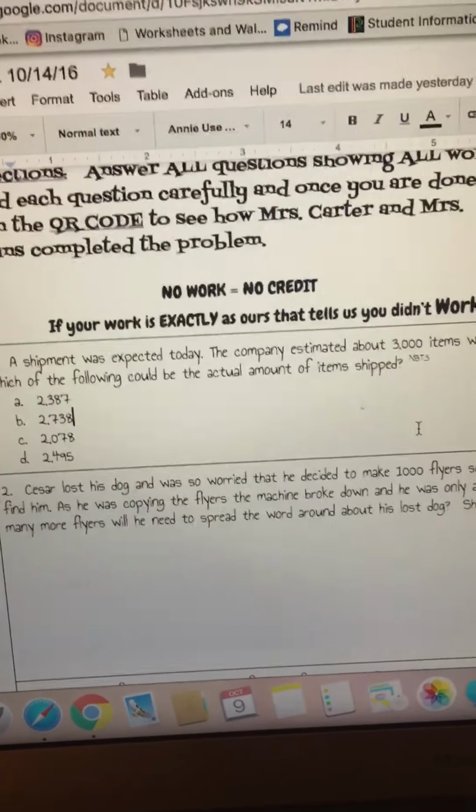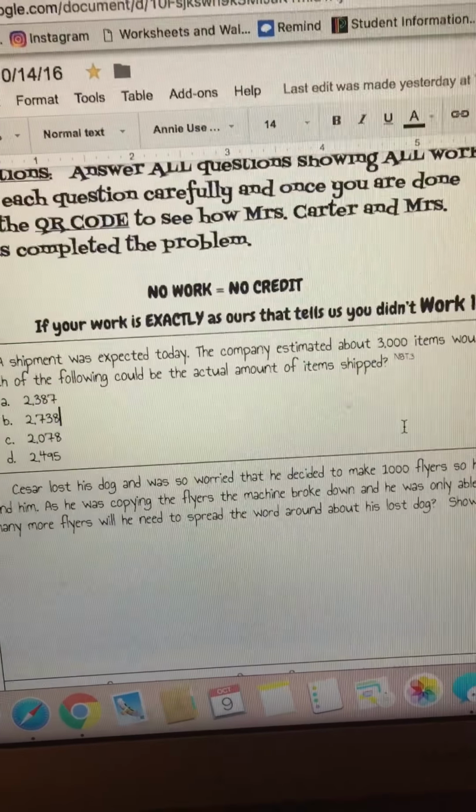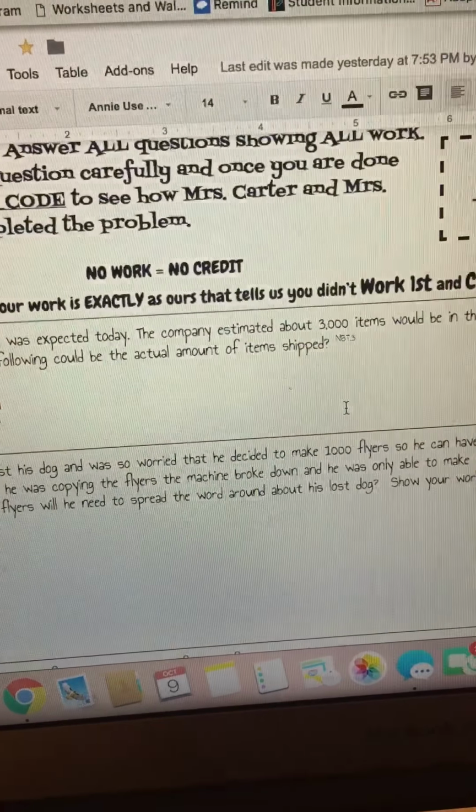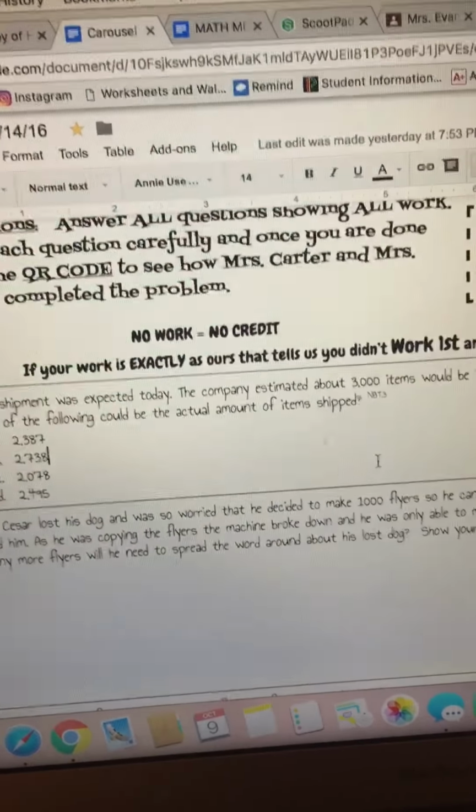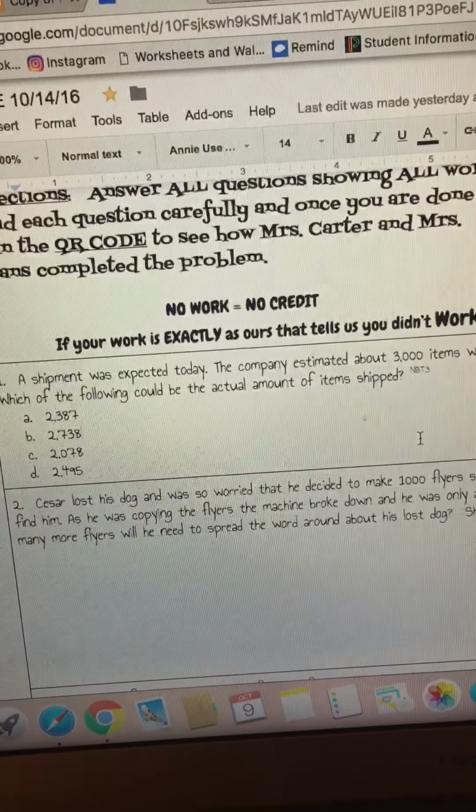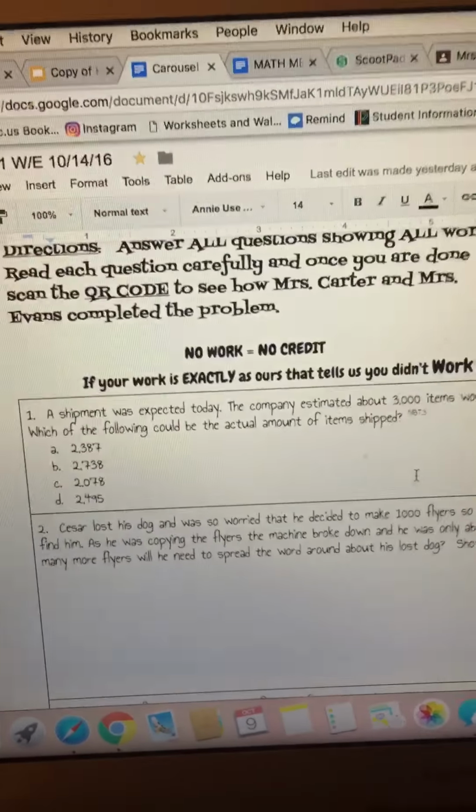So the first thing that I would do is that I noticed that the company had an estimate of about 3,000 items. So when I go to my notebook, I am copying down exactly what it says. I'm writing 3,000 because that was the estimated amount. And when I look at this 3,000, I also write down the answers that are provided.